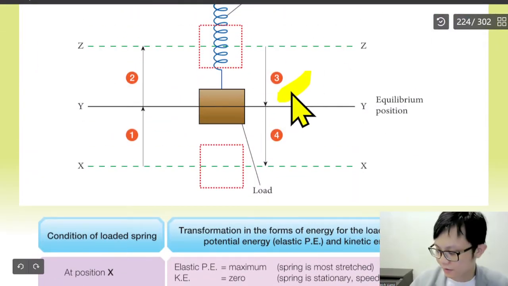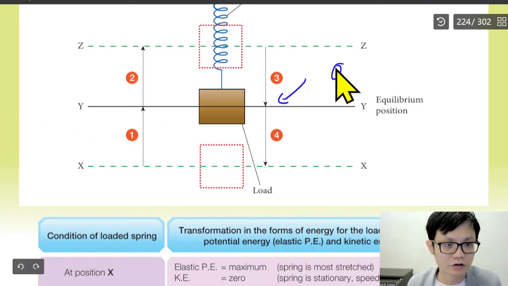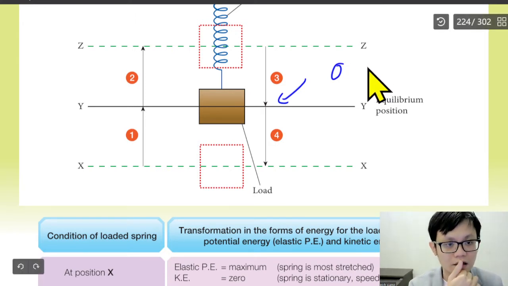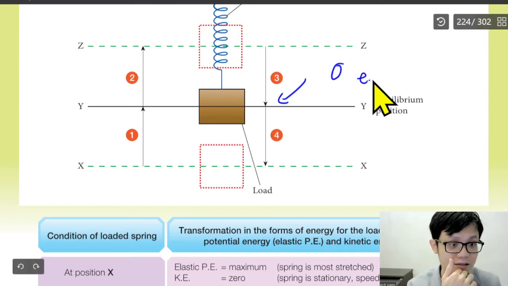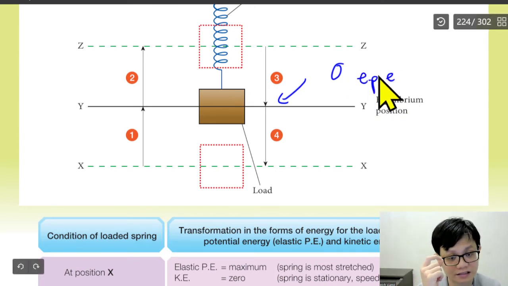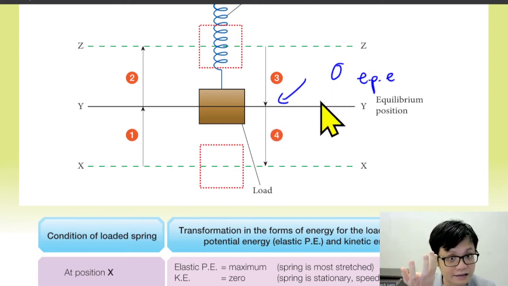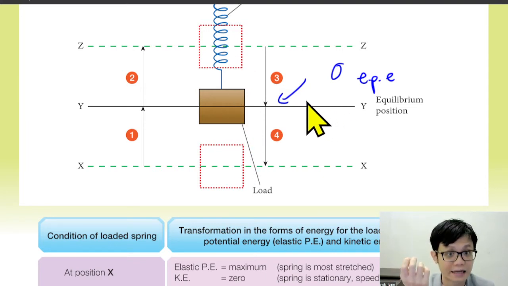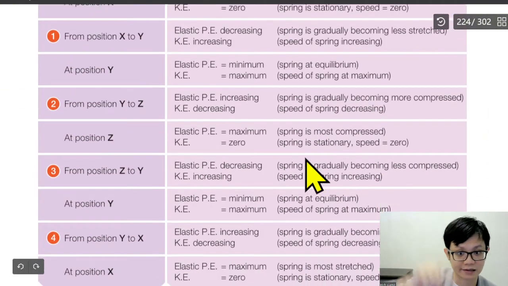here I know that here will be zero energy in terms of elastic potential energy, zero elastic potential energy, because you are not doing anything. And if I put here up or down, at least I got elastic potential energy. So this thing will go up and down, up and down, up and down.